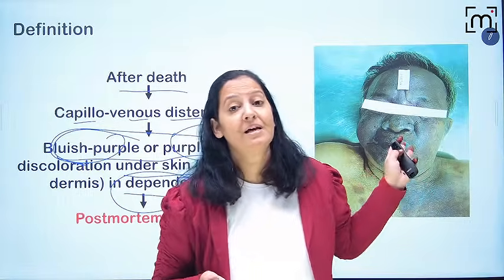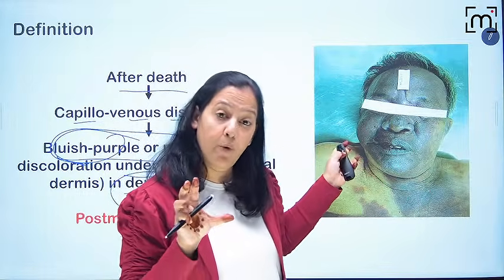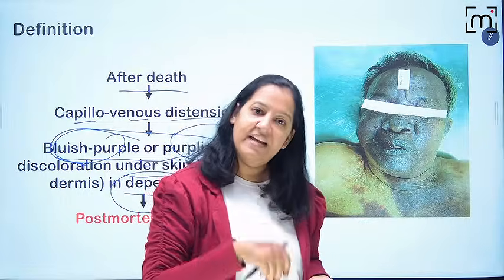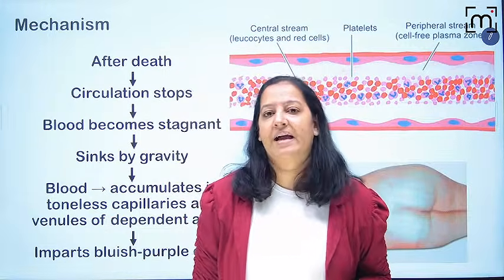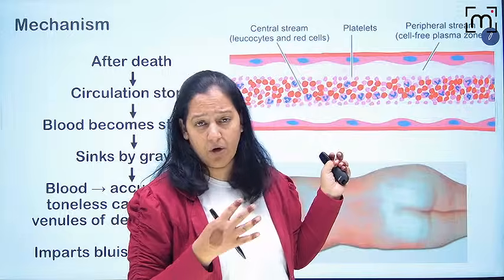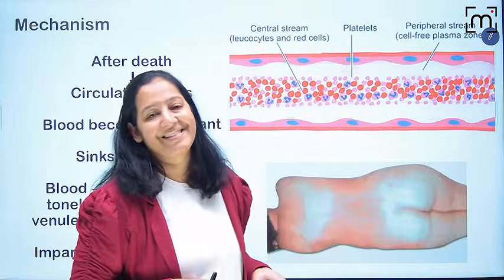After death, what happens? After death, the capillaries and veins distend, which gives the bluish purple or purplish red discoloration on the dependent areas of the body. And that is known as postmortem lividity. Got it? Now, why is it the dependent areas? You will understand here. In pathology, have you read pathology from me? Yes or no? If you have read it, you may know this diagram. So what is this diagram?